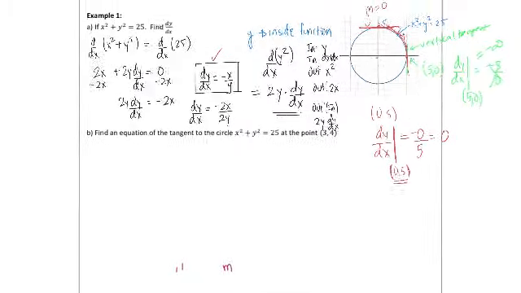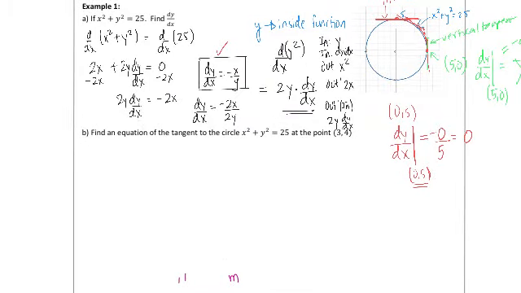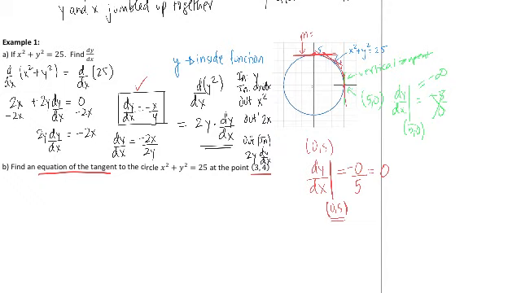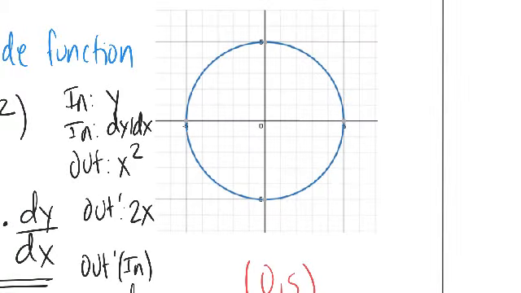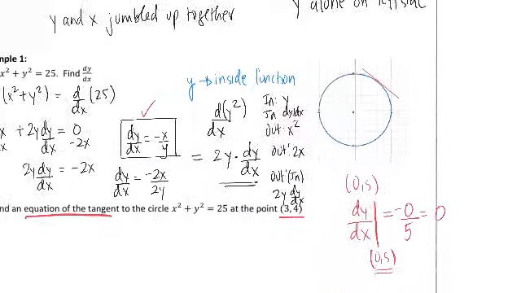Next thing is, okay, now that we have dy/dx, can we write the equation of a tangent line at the point (3, 4)? So let me just come here and erase some of this. So (3, 4) would be right here on this circle. (3, 4) is right there, right? So I'm trying to write the equation of that tangent line.